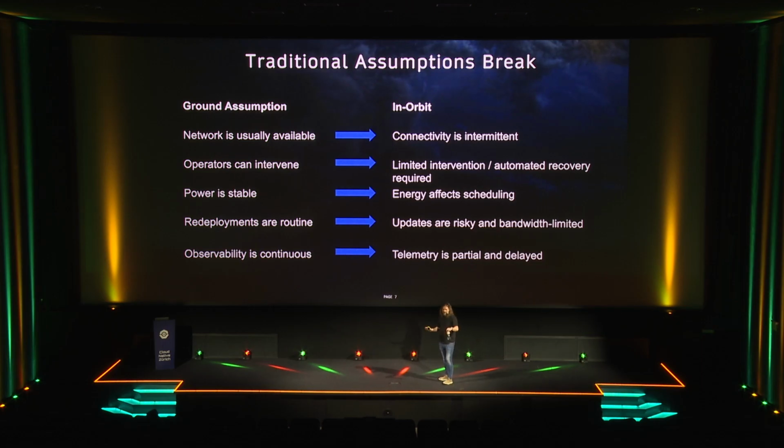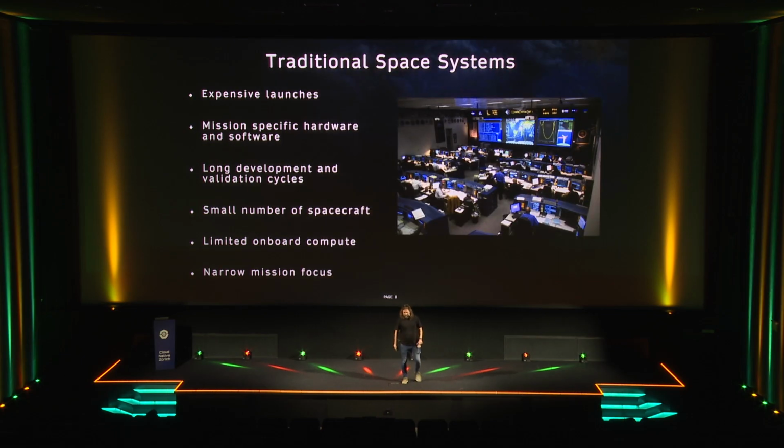And observability is a massive thing. On ground, obviously, you can continuously observe stuff, but in space, we're relying on telemetry, which is delayed, or sometimes it's only partial. So it's quite difficult to debug.